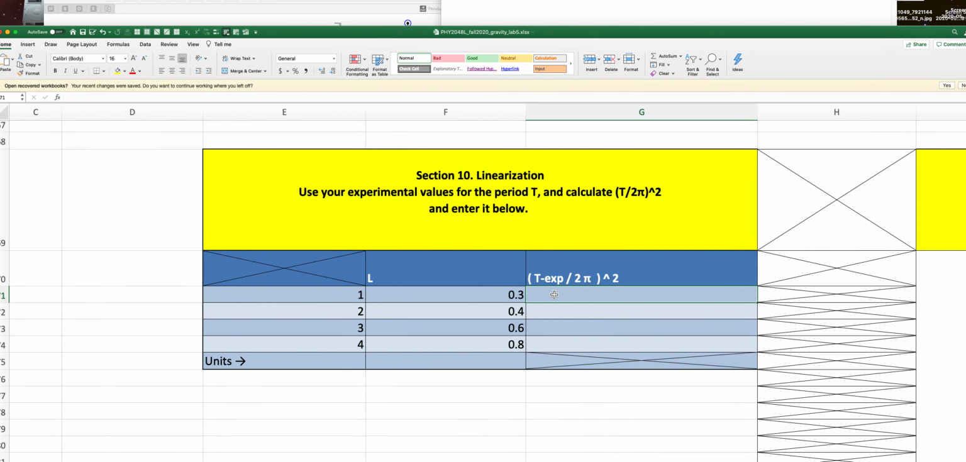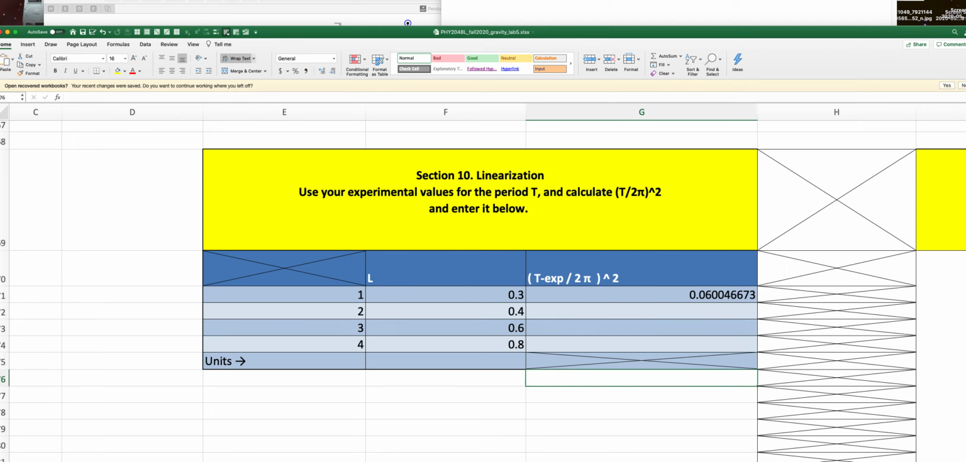So then this is going to equal quantity squared, K57, and then divided by 2 pi. So it's 2 times pi. In Excel, pi is capital PI parentheses. And then you're going to calculate each of those corresponding the period for 0.4, the period for 0.8, and the period for 0.6. And you can calculate those numbers there.